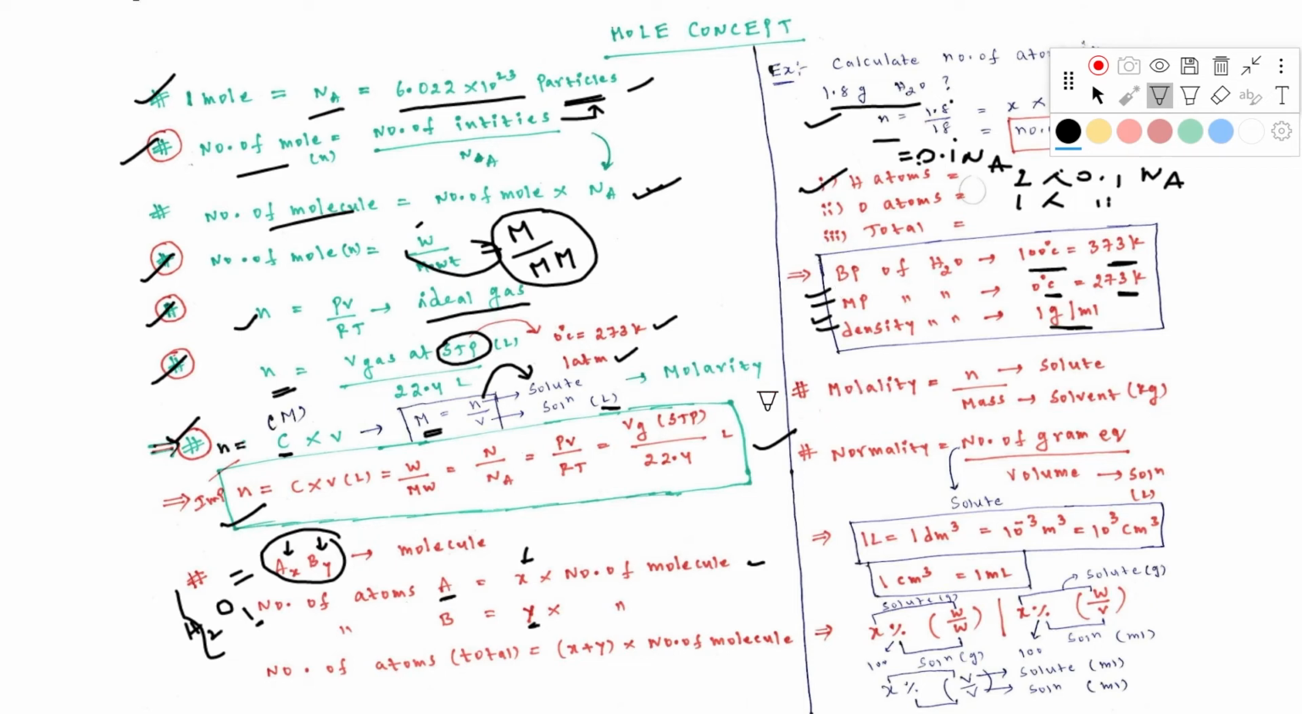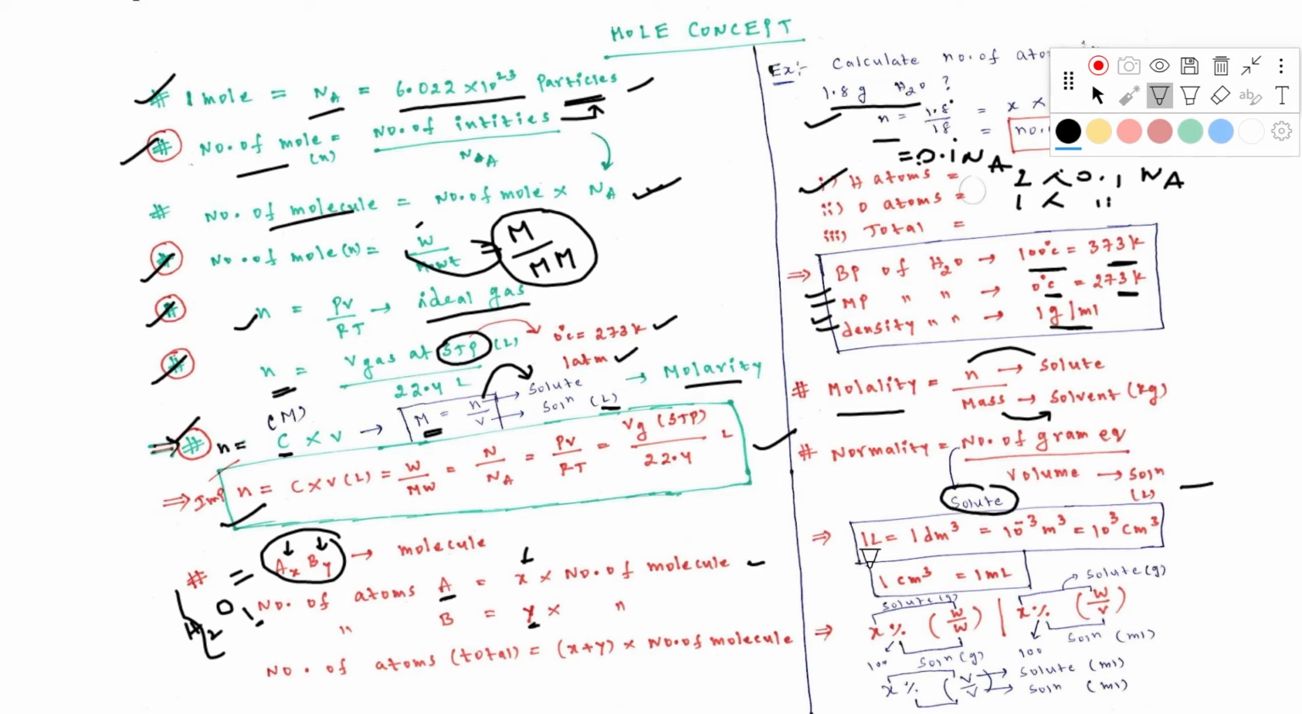Next, molarity I have discussed already, right? Here this is molality. What is molality? Number of moles of solute by mass of the solvent in kg. Okay. Next, normality. Number of gram equivalent of solute upon volume of the solution in liters.